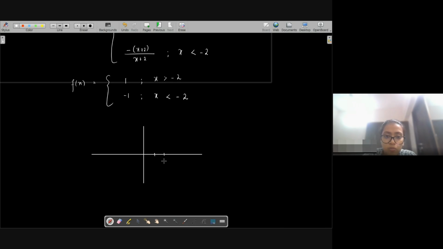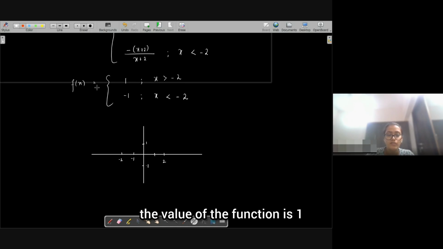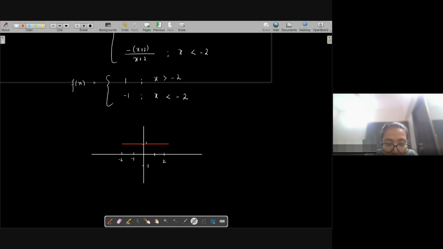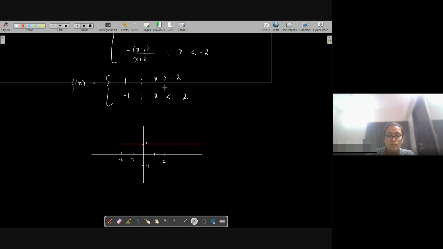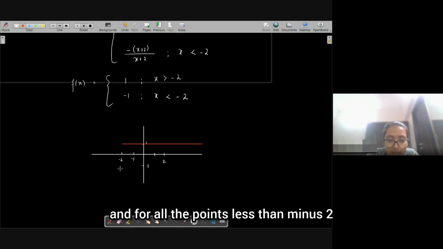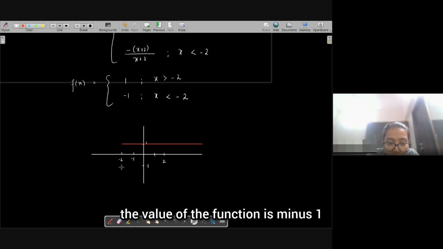1, 2, -1, -2, 1, and -1. So when x is greater than -2, the value of the function is 1. For all the x values greater than -2, the value of the function is 1. And for all the points less than -2, the value of the function is -1.